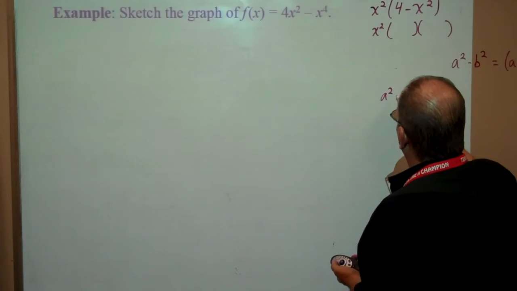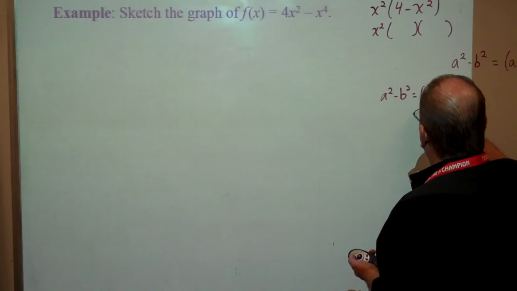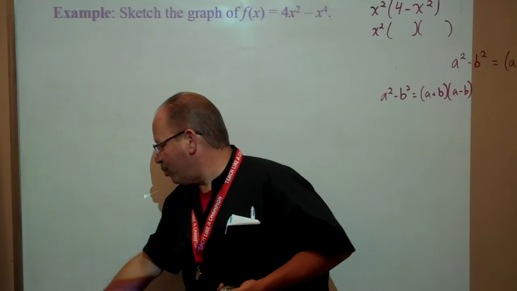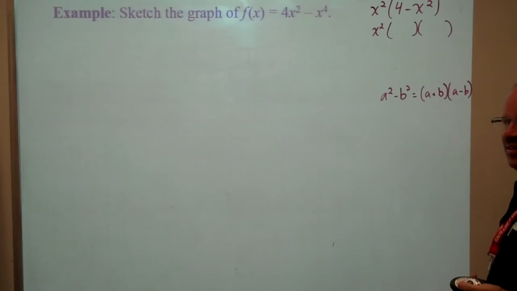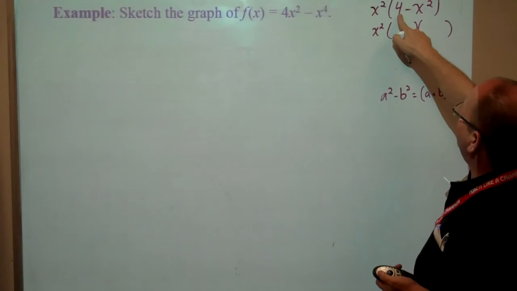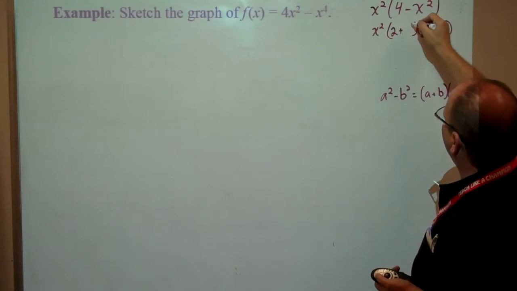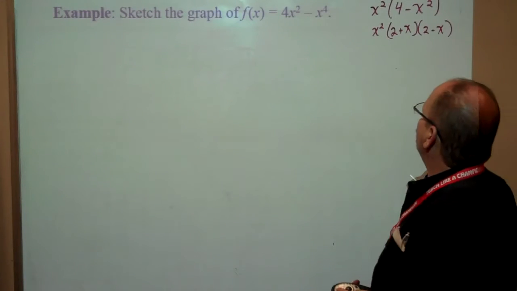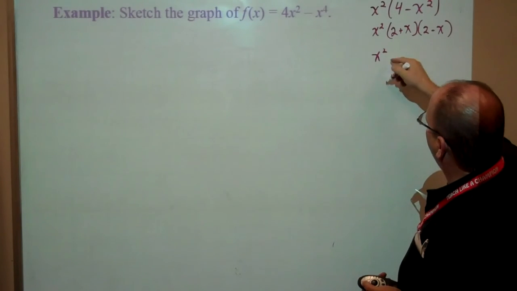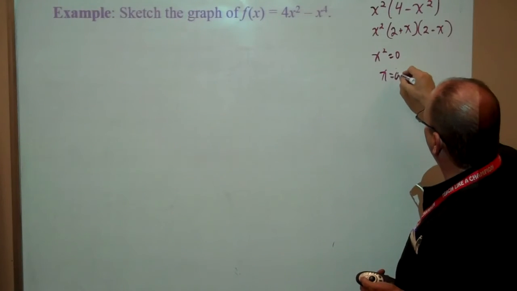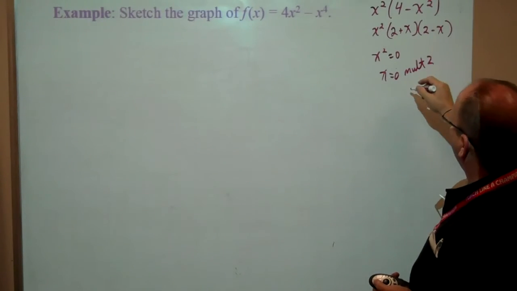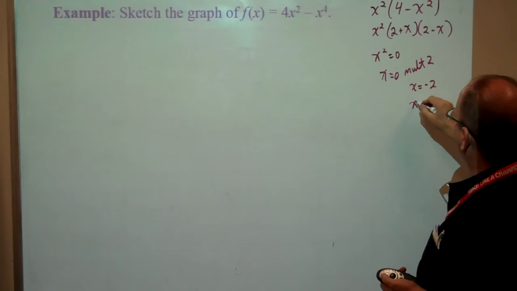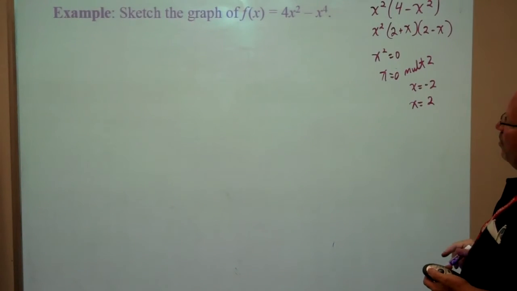Let me do that out here where it's probably got a better chance of being on the camera. A plus b times a minus b. It's pre-calculus. You're expected to use these things that we taught you in earlier grades. So this is 2 squared, so this would be 2 plus x, 2 minus x. Our zeros: x squared equals 0, x equals 0, multiplicity 2, then another zero at x equals negative 2, and another at x equals positive 2. These are both multiplicity 1.